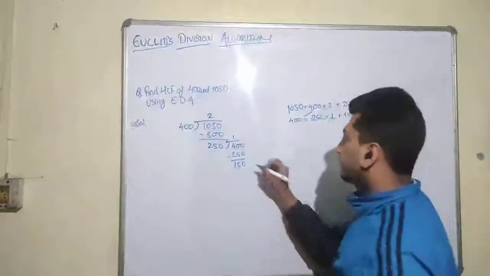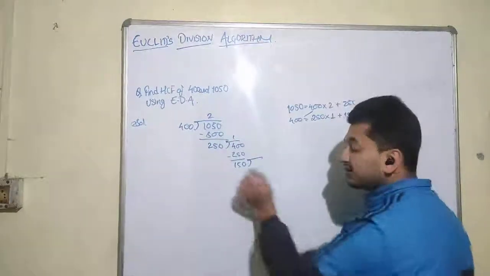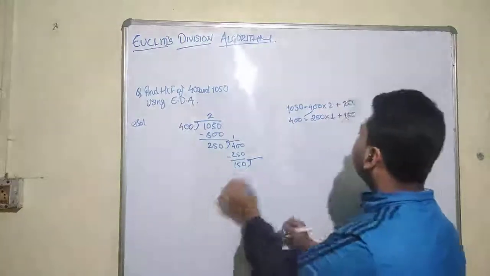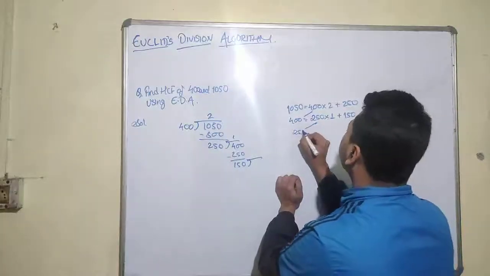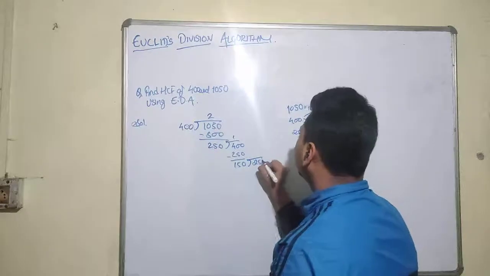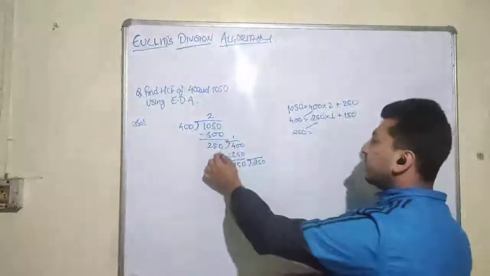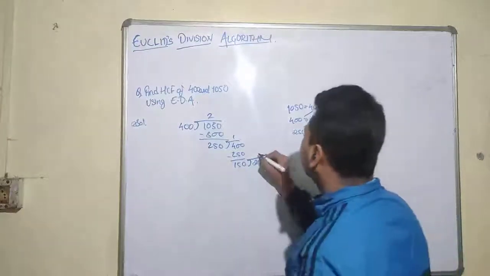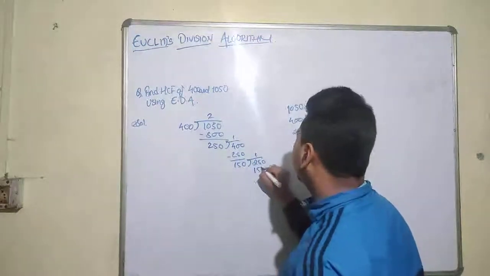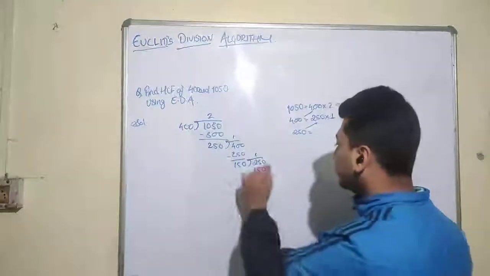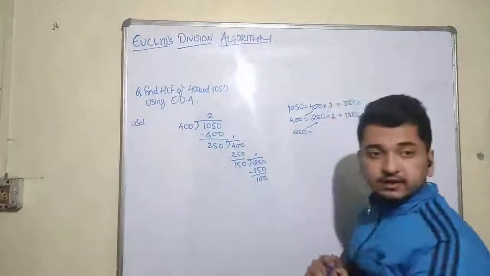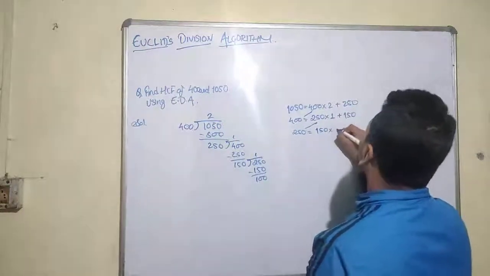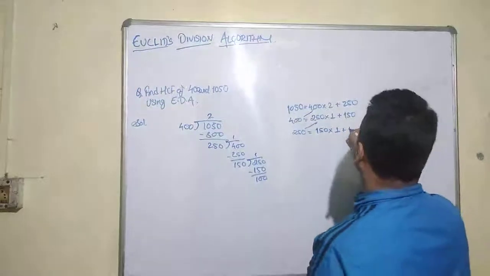So now what will be our next step? We have not got 0 till now, so we'll simply divide again and again. Our next dividend will be 250. In the last step it was the divisor, but now it is the dividend. Now 150 times 1 is 150, and we have got 100 as the remainder. So we'll write 250 into 1 plus 150... 150 into 1 plus 100.